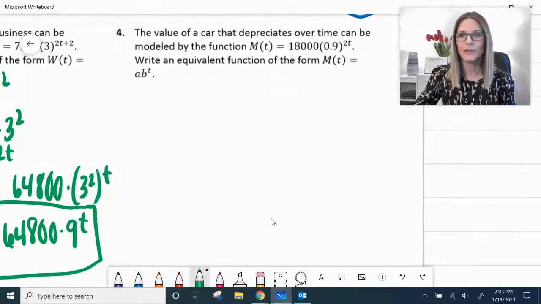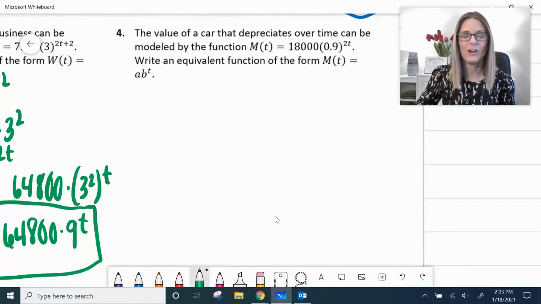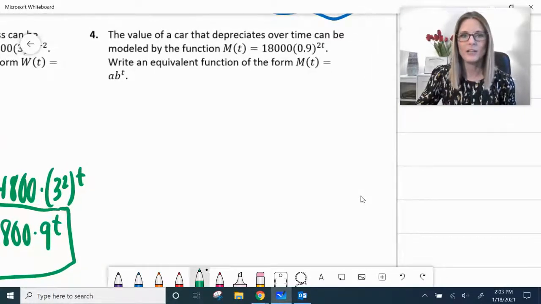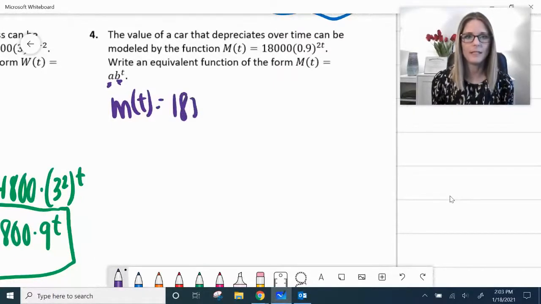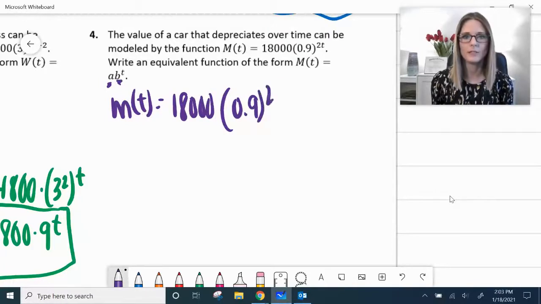Let's look at your last one, number 4. The value of a car that depreciates over time can be modeled by the function m of t equals 18,000 times 9/10 raised to the 2t, or an equivalent function of the form m of t equals a, one single numerical coefficient, and then b raised to the t. What do we got? Let me write my problem. 18,000 times 9/10 raised to the 2t.